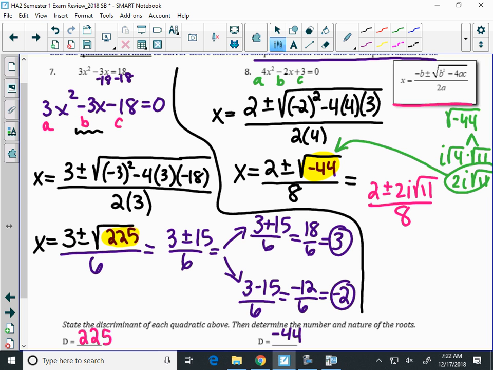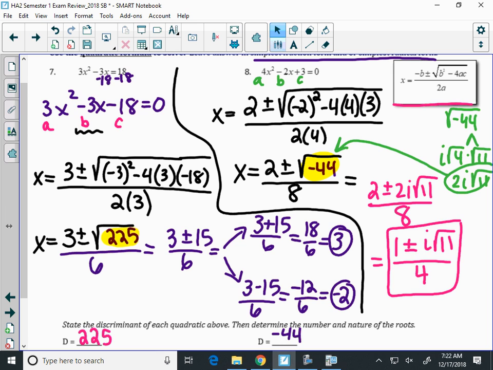Now again, some of us had trouble with this on our test. You need to make sure that you simplify the fraction fully. We did simplify the radical. 2, 2, and 8 all have 2's that go into them, so you can divide 2 out of all of those coefficients. You get 1 plus or minus 1i radical 11 over 4. That is the most simplified form, and you can leave that fraction just like that. You don't have to split it up into 2 fractions or anything. Those are 2 answers that are imaginary.